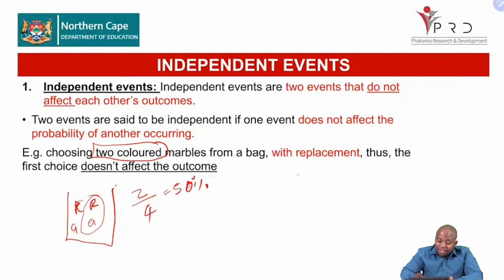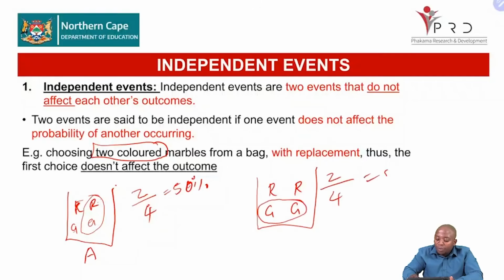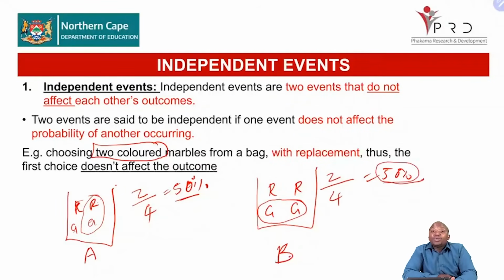Now, in this case, we are saying under independent events, we are going to replace the red and the green one that I've taken out on my first event. When I place them back, I still have the same marbles, so the probability of me selecting 2 colored marbles is still going to be 2 over 4, which is 50%. So the probability on the first event does not affect the probability of choosing 2 colored marbles on the second event. The probability remains the same, as we can see right there.